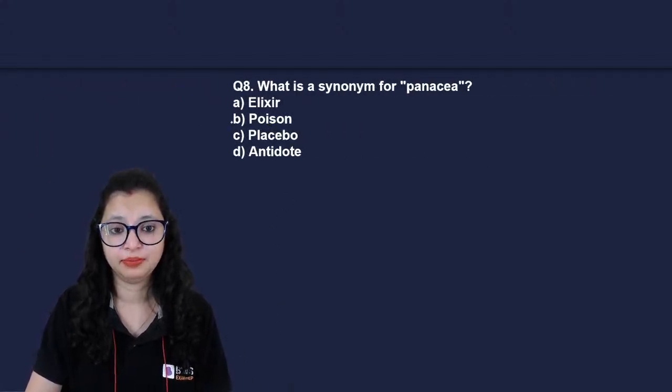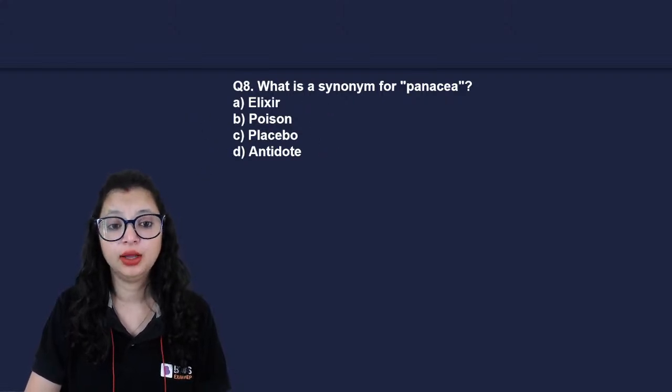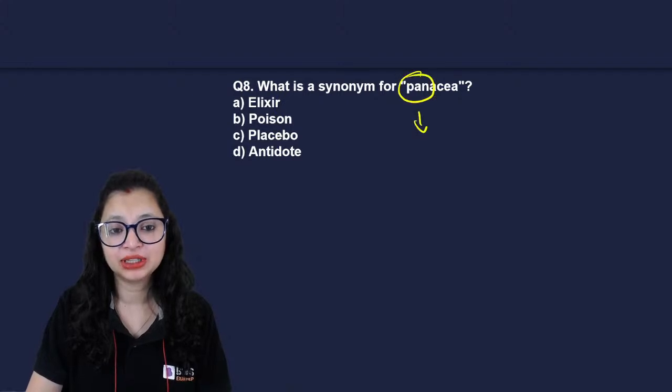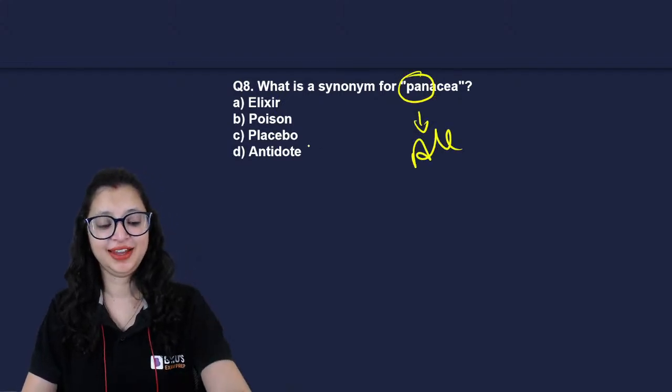Panacea का synonym. Is it elixir, poison, placebo, antidote? Panacea. रूट वर्ड यहां है pan. Pan का मतलब होता है all. इतना हिंट दे दिया, अब आंसर बताइए.